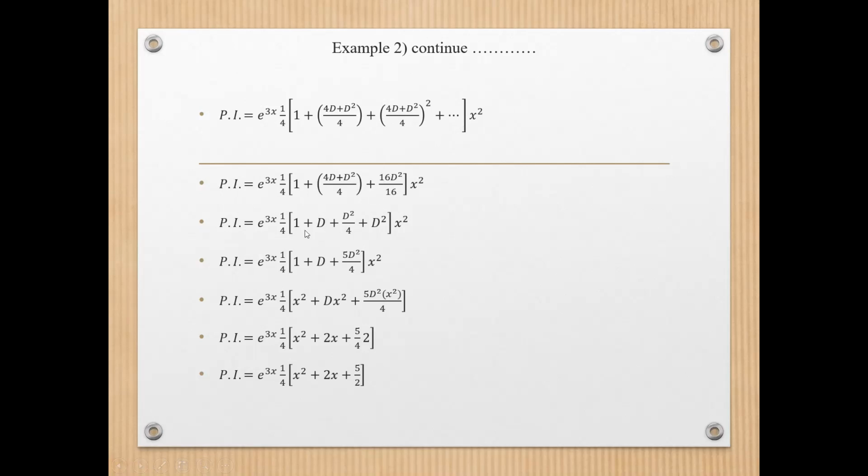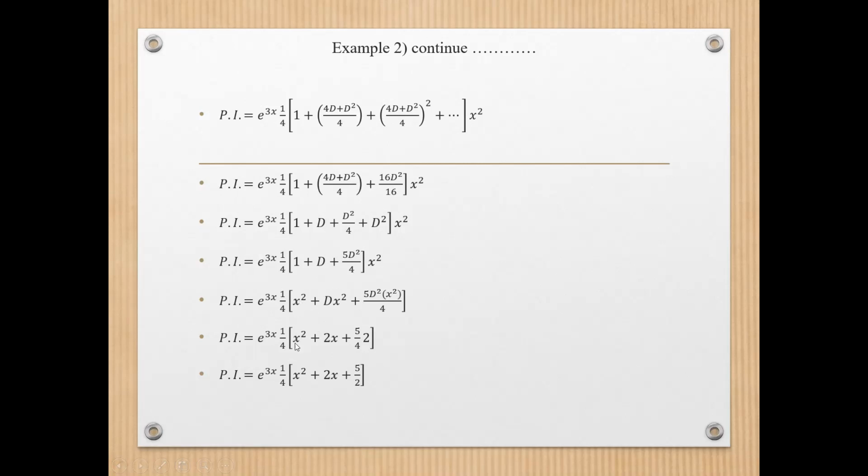Now solve this bracket. 1 minus, remember here is a minus sign. I am speaking plus sign but I am picking it as a minus sign. Note this first. 1 minus, giving the denominator separately, 4d by 4, d square by 4 plus d square into x square. Now see here, 1 plus d square by 4 plus d square is nothing but 5d square by 4. Now multiply x square inside the bracket. We get 1 into x square, x square, minus d into x square, plus 5d square by 4 into x square.